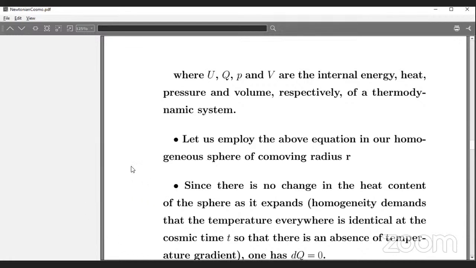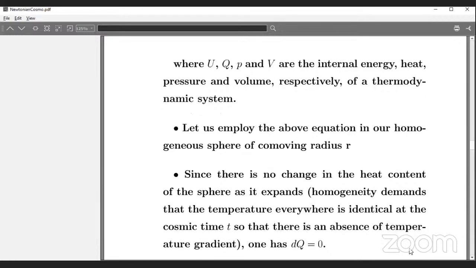And since within the sphere the temperature everywhere is identical at a given cosmic time t, there is no temperature gradient, and therefore the spherical ball does not exchange heat with outside agencies. Everywhere in the universe at cosmic time t, the temperature is identical. There is no temperature gradient, and there is no transfer of heat. And hence, dQ must be equal to 0.